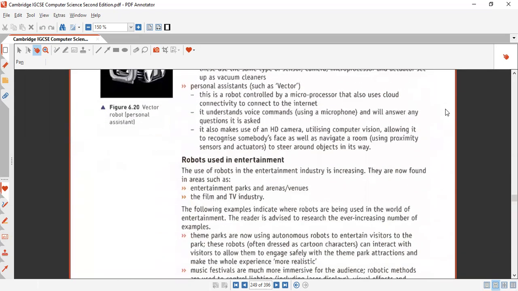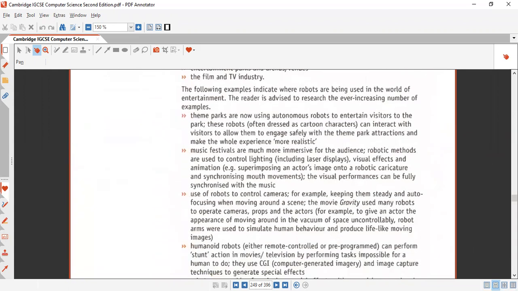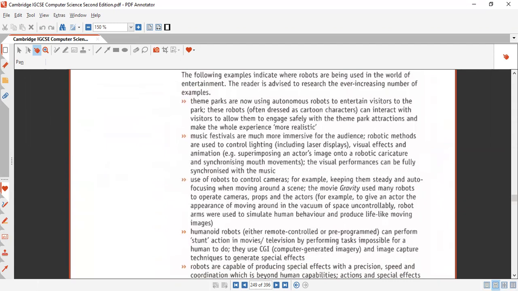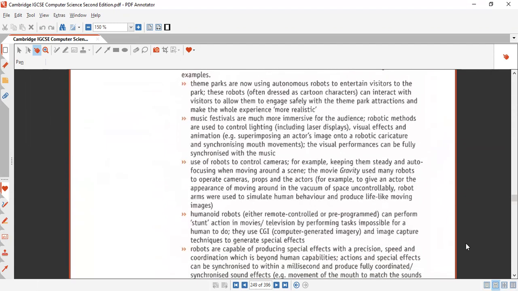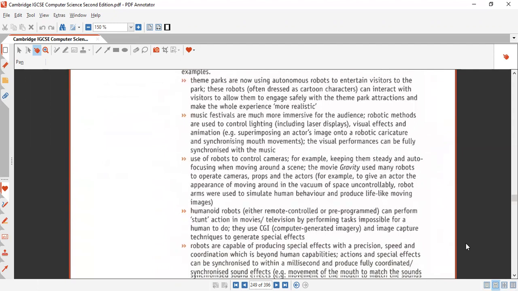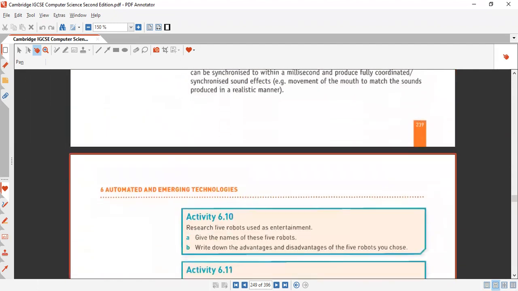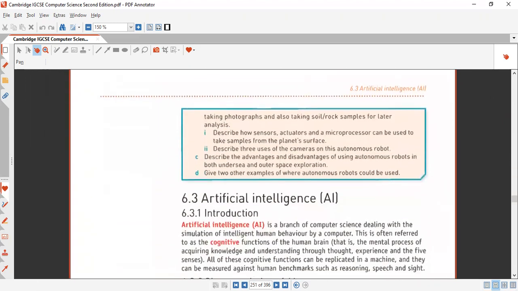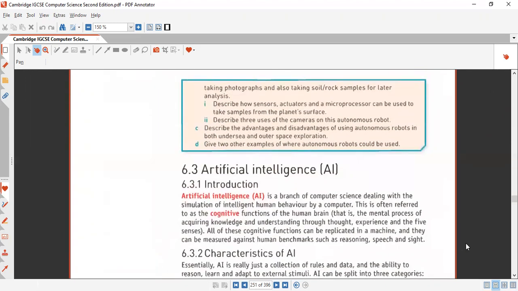Okay. Now, obviously there are robots used in entertainment as well. There are theme parks in which they are utilized, and festivities where they are utilized. Robot-controlled cameras can be utilized quite easily. Now, the questions you can get from these things are basically scenario-based. They will give you the scenario, and you need to answer according to the scenario.